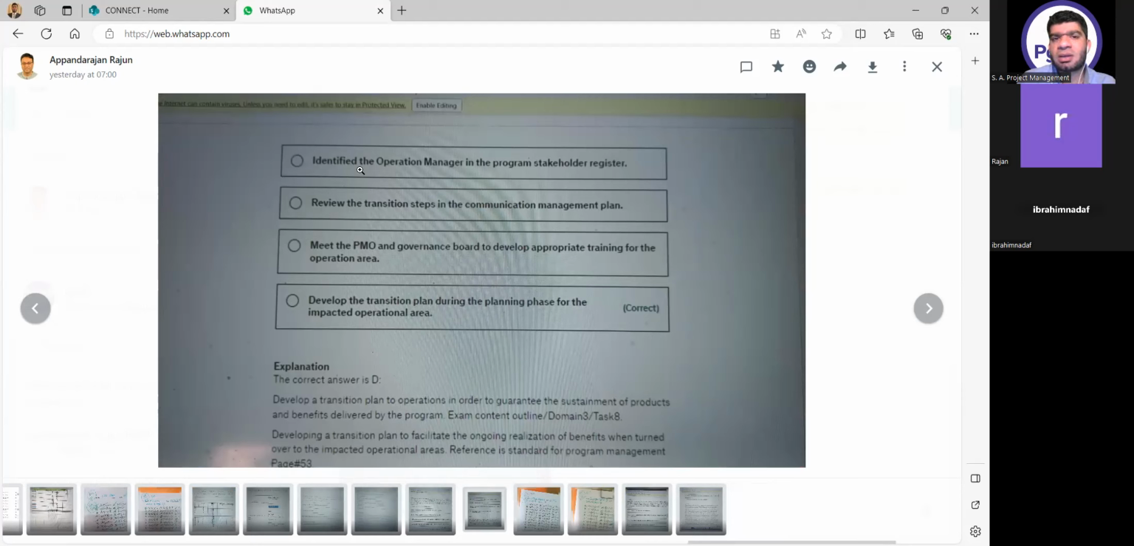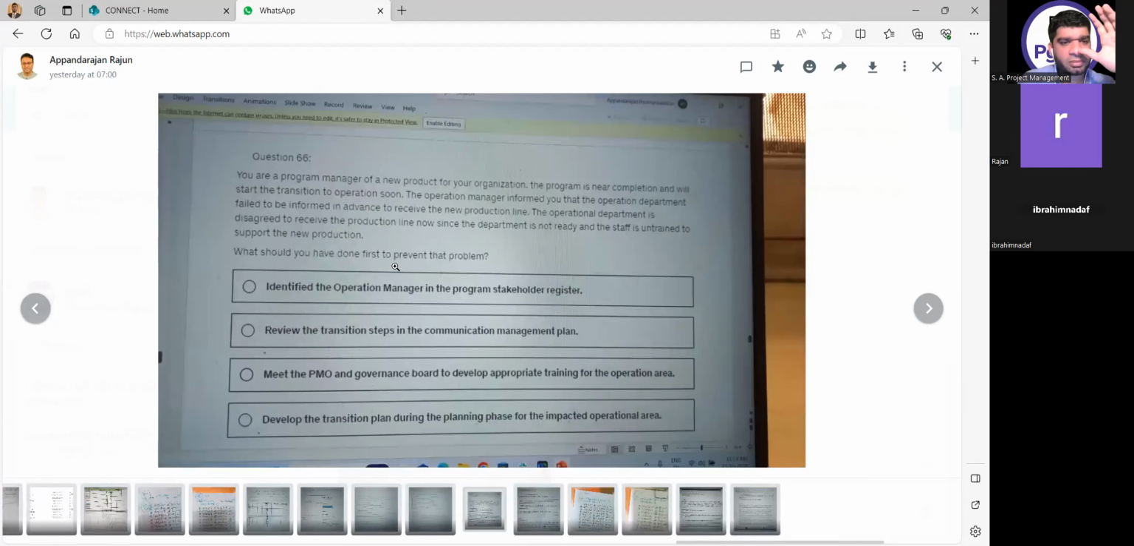Option A. I may miss the operational manager in the stakeholder register. Yeah, but the probability is very less. No, if I had taken him in the stakeholder register, then I would have got his concerns. Then I would have created a transition plan along with it. Even if he was identified and the plan was not there, again you will have this problem. So A and D is ambiguous.